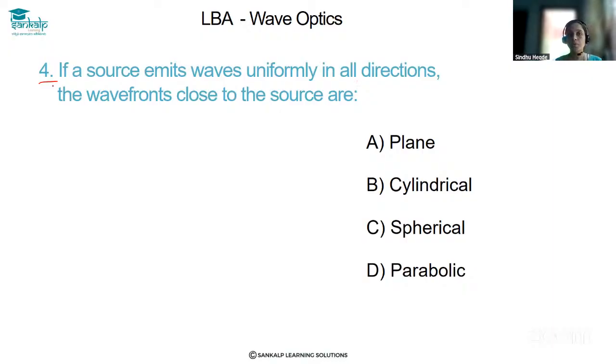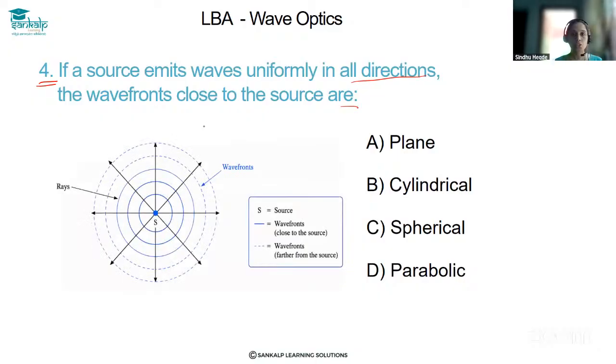Let us see question number 4. If a source emits waves uniformly in all directions, the wavefronts close to the source are option A, plane, option B, cylindrical, option C, spherical, and option D, parabolic.